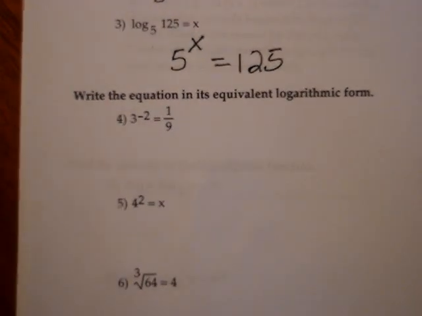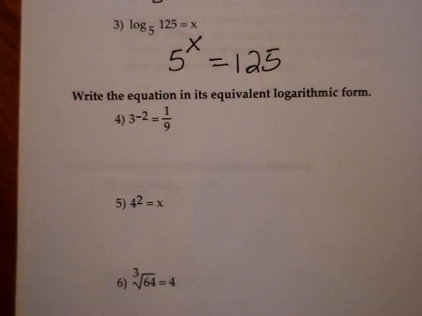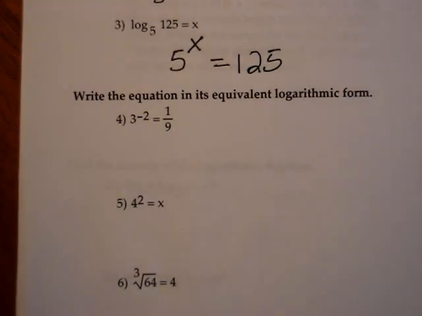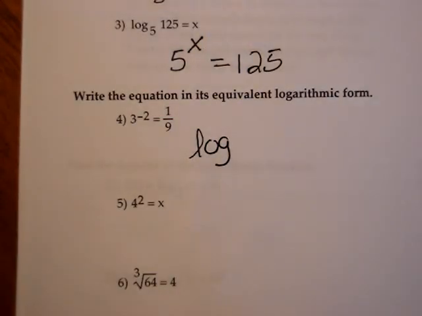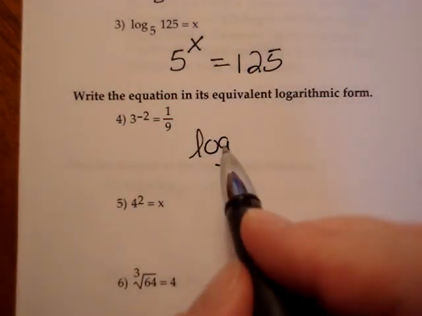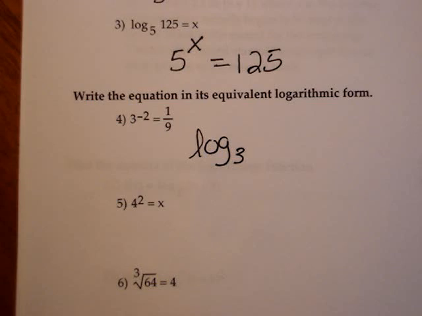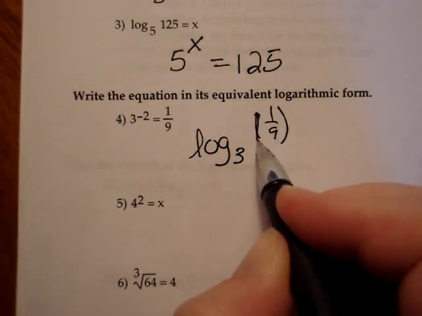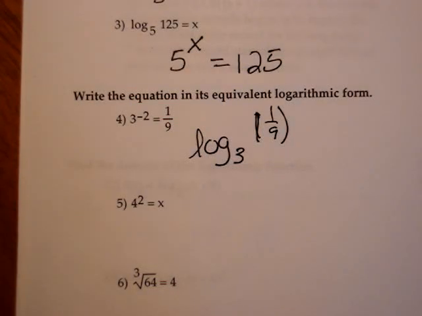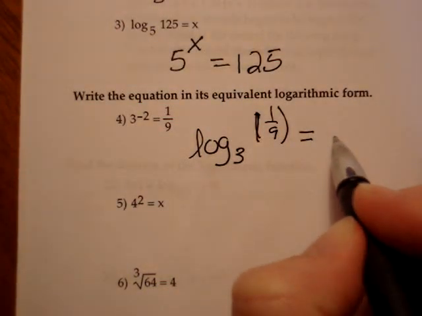Okay, now let's go the other way. So we're given an exponential equation, and what we want is we want to write it in logarithmic form. So I start with the log. The base is a subscript. Okay, so what's the base? 3. Of what? 1/9, and I'm going to put it in parentheses just to emphasize that that's a function, equals the exponent, which is -2.